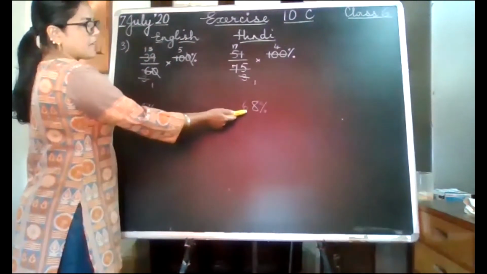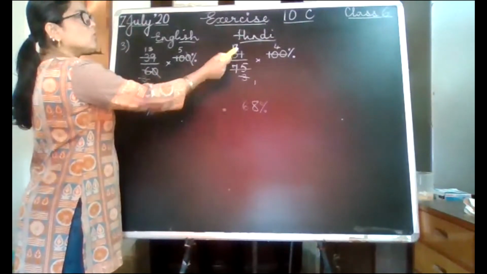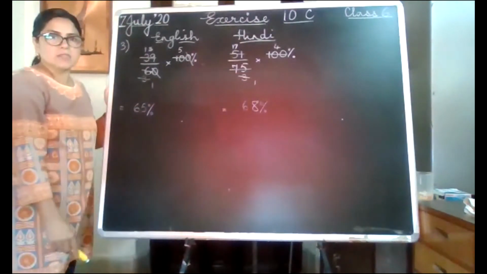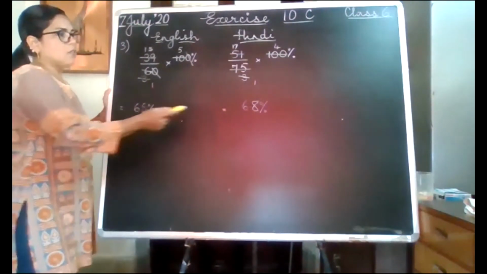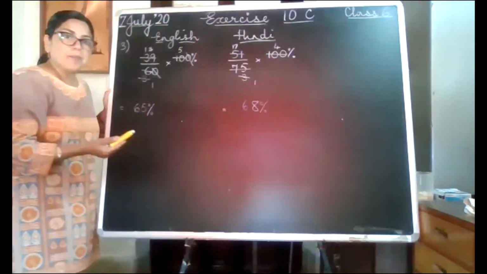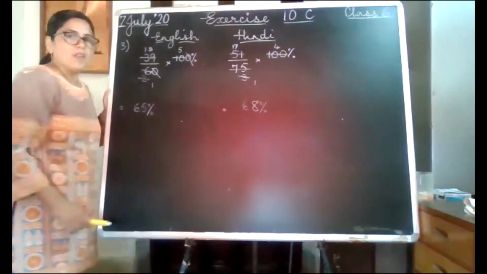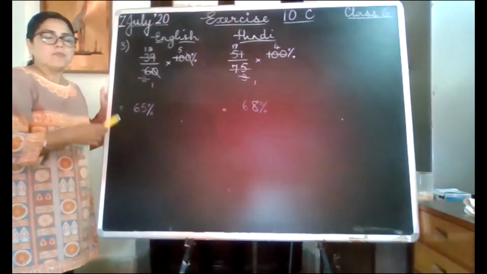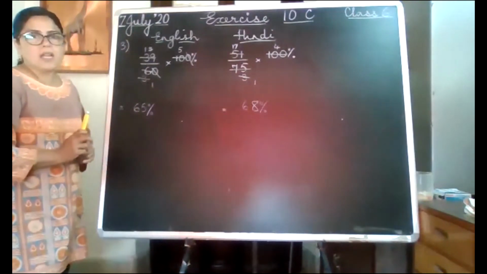So in Hindi, in fact, she has scored better. So that is just a coincidence that this was big and even the percentage is big, but that is not always the case. Therefore, you need to find out the percentages, and then now we can compare both of these, because this is also out of 100 and this is also out of 100.